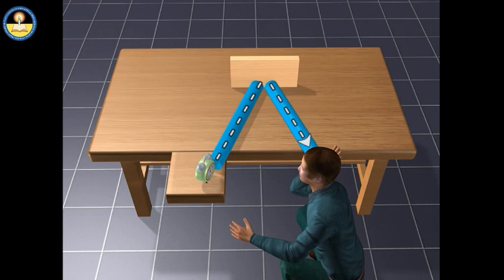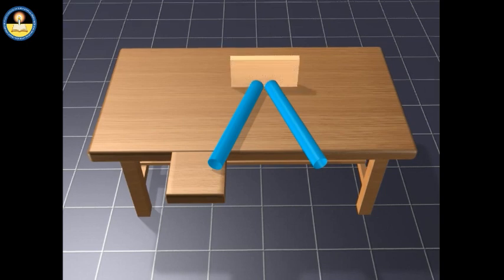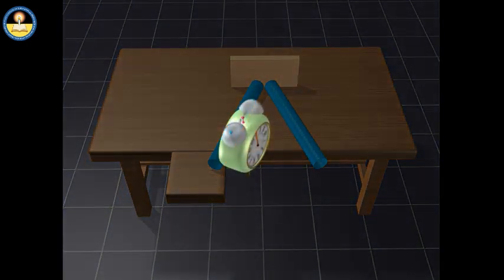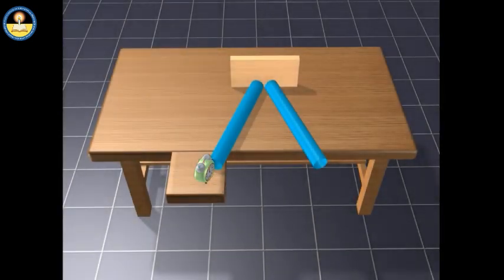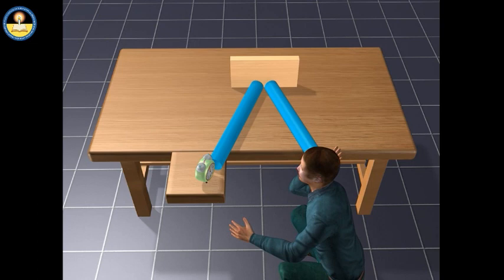For more clarity, let us see an activity. Let's take two identical hollow pipes of sufficiently large and equal length. Arrange them on a table near a wooden board as shown. Place an alarm clock near the open end of one of the pipes and try to hear the sound of the clock through the other pipe.